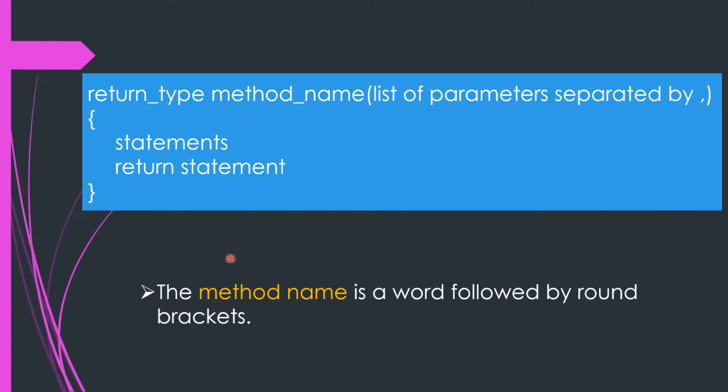Now let us discuss the parts of the method. First of all, we are discussing the method name. Here we have written this method name to indicate that here we are going to write the name of the method. It is followed by round brackets. After it we put the round brackets.